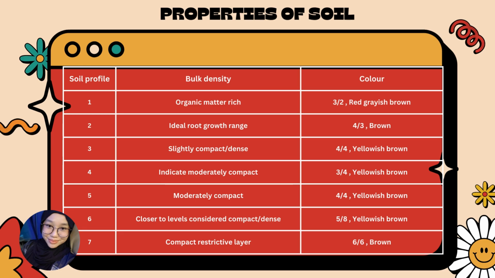Soil profile 2, 4 per 3 brown. 3, 4 per 4 yellowish brown. For 4, 3 per 4 yellowish brown. 5, 4 per 4 yellowish brown. 6, 5 per 8 yellowish brown. And for 7 is 6 per 6 brown.